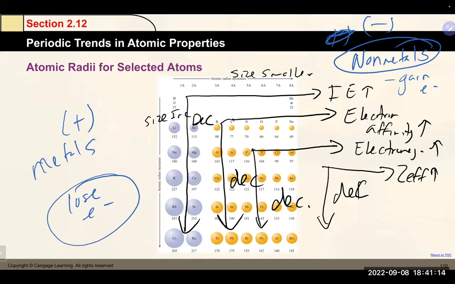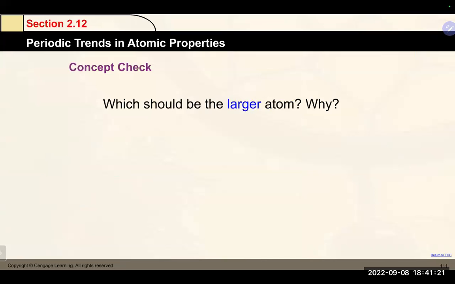Any questions on that? All right, I might have answered a post-lab question maybe as well as we're up there. All right, so let's see here. Which one should be the larger atom, sodium or chlorine?